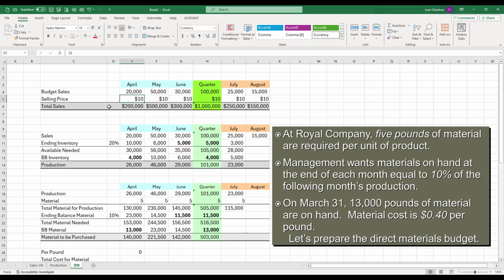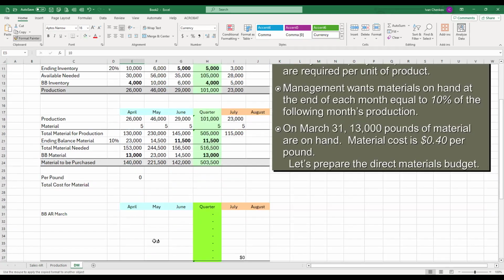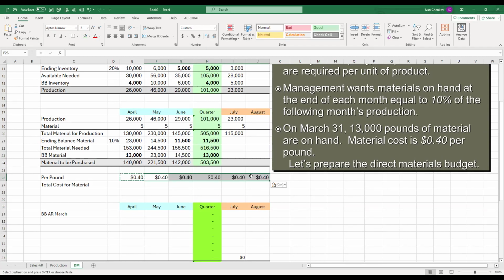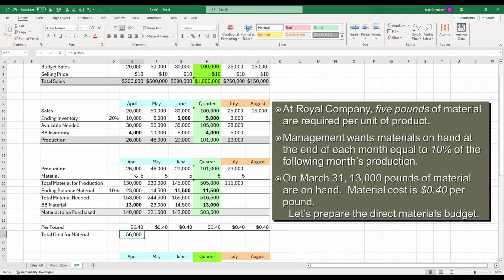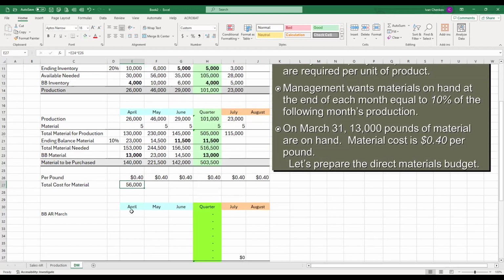Let's get some dollar amount here, but we want it with the decimals. 40 cents is our cost per pound. Are you guys with me? So how much will be my total cost for the material? 140,000 pounds times 40 cents. So in April, my cost will be $56,000.